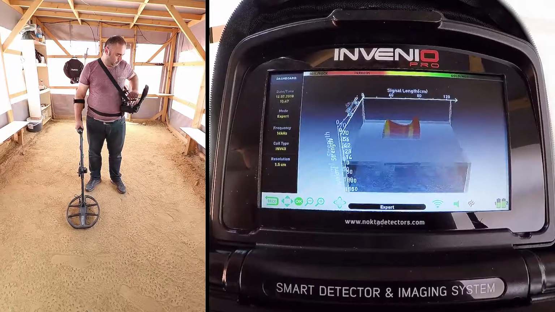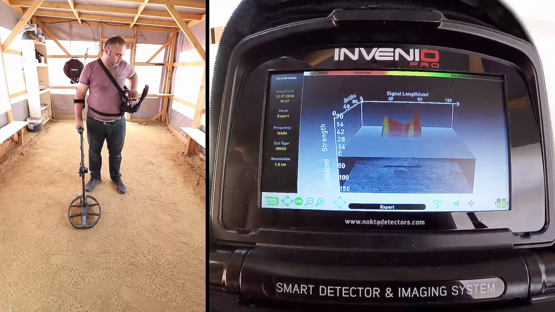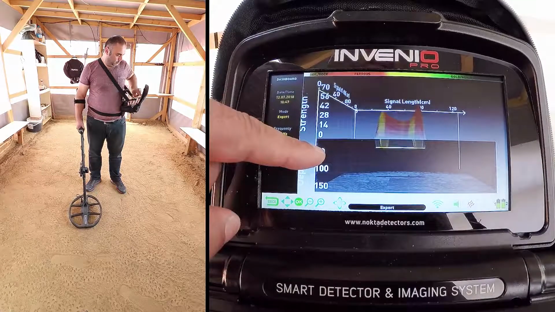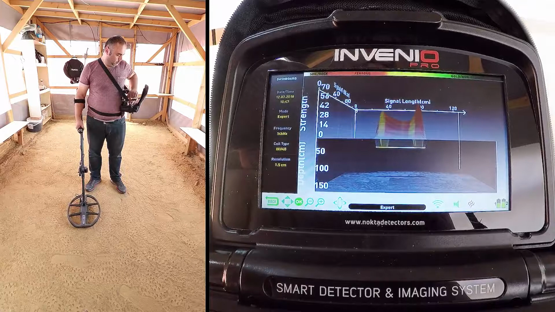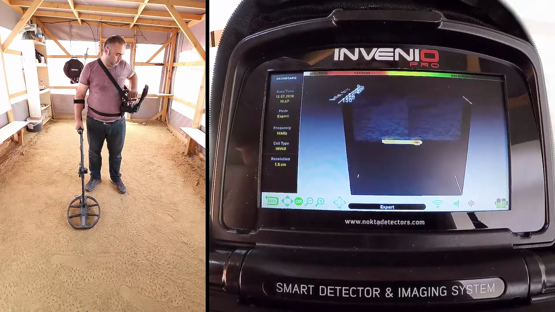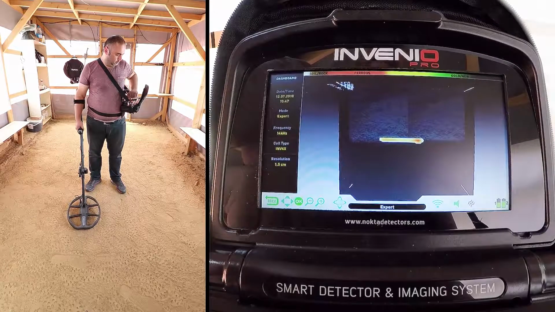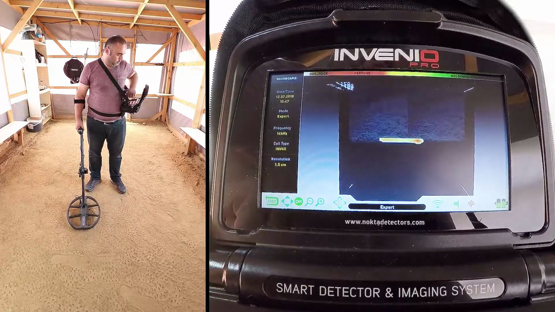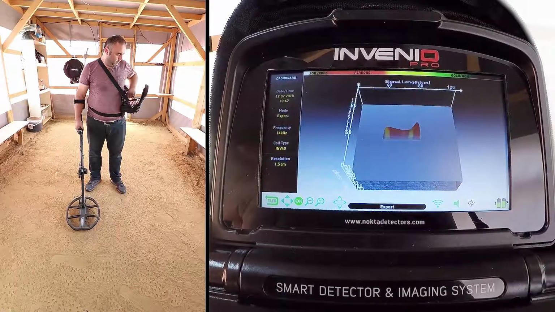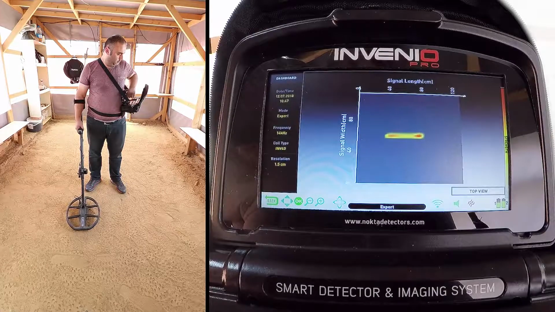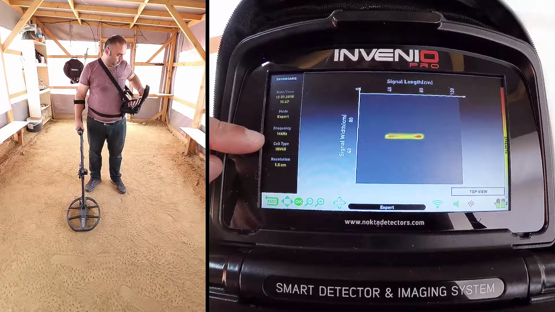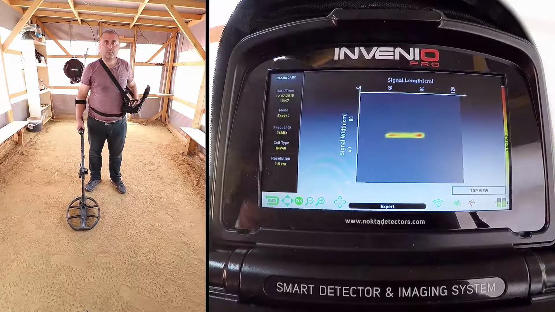We can see the length of the target here as well. As seen in the beam, the depth is within 50 centimeters. When we rotate the image, we can see the shape of the target signal from all angles, including from the bottom. In addition, you can see the date and time, the search mode, the frequency, and the type of search coil used, as well as the resolution of the graph, on the dashboard.